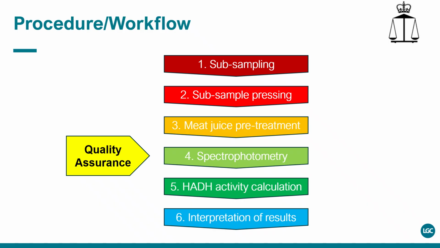1. Subsampling the poultry breast. 2. Pressing the poultry breast to obtain meat juices for analysis. 3. Preparing the meat juices prior to measuring HADH activity. 4. Measurement of HADH activity using a spectrophotometer, including quality assurance. 5. Calculation of HADH activity values and 6. Interpretation of HADH activity values.